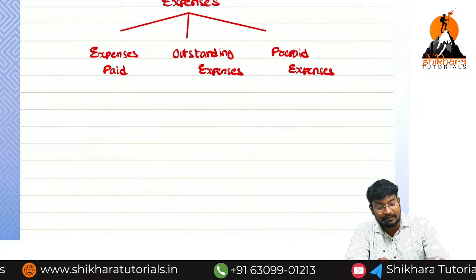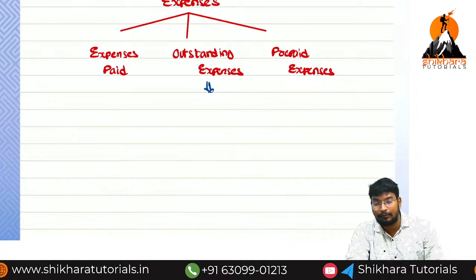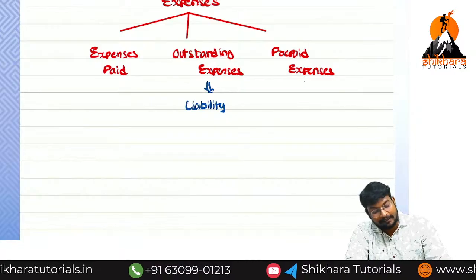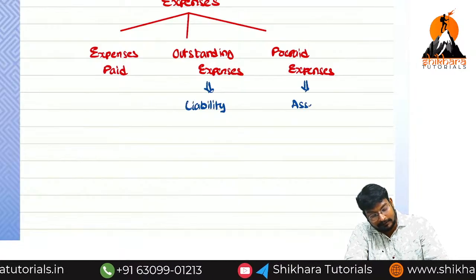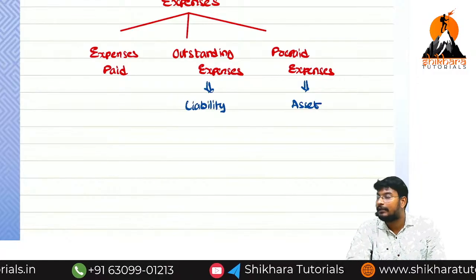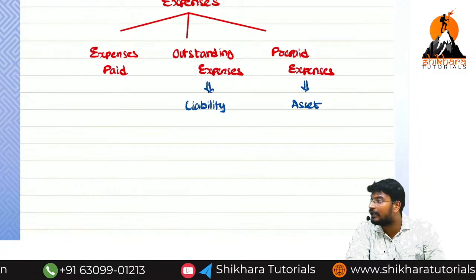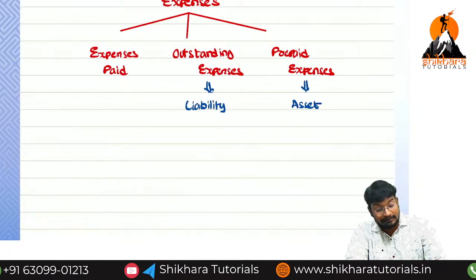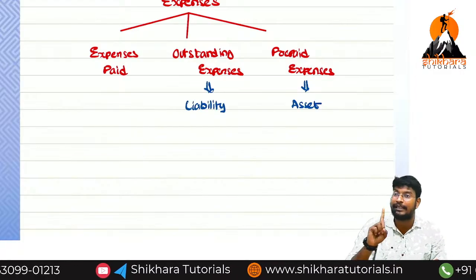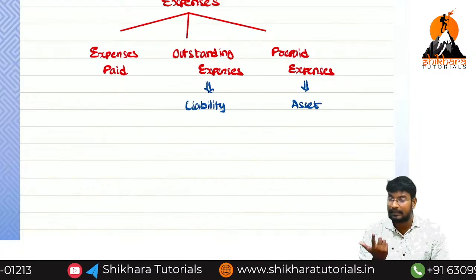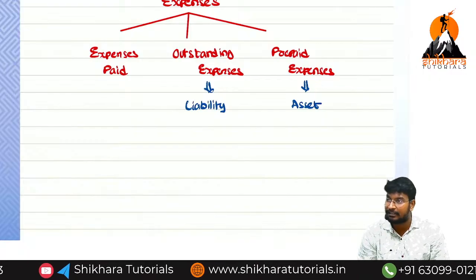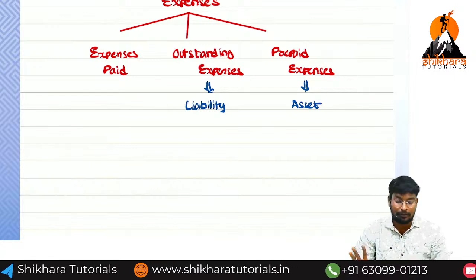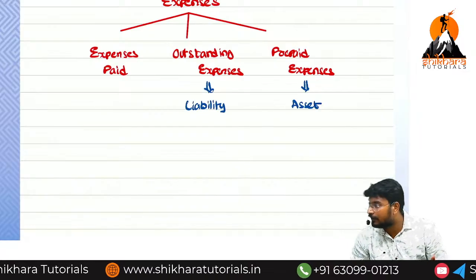Here, outstanding expenses is an asset or liability? Liability. Prepaid expenses is an asset. A liability has an opening balance and closing balance, and an asset also has an opening balance and closing balance. These three types we are going to show in only one account: expenses paid, outstanding expenses, and prepaid expenses. All of these will be presented in only one account, but we'll show them in a different manner.